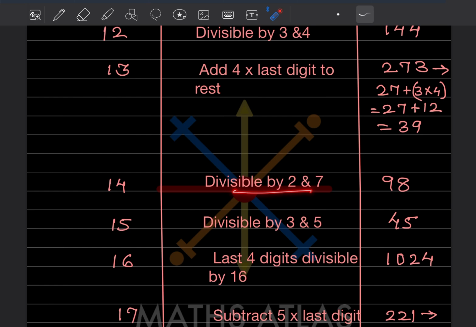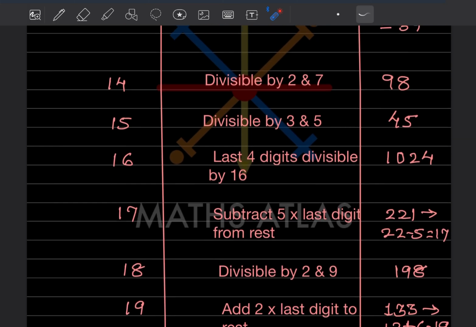Here, divisible by 2 and 7, which is 98, is divisible by 14. Now here, divisible by 3 and 5. So this number is divisible by 3 and 5. Last 4 digits divisible by 16. So these numbers are divisible by 16.